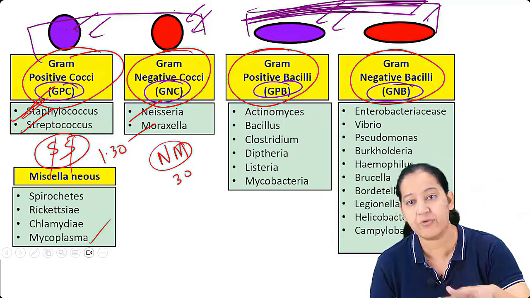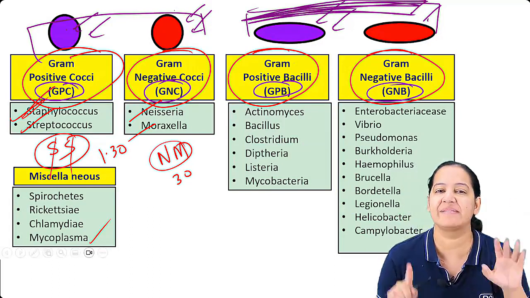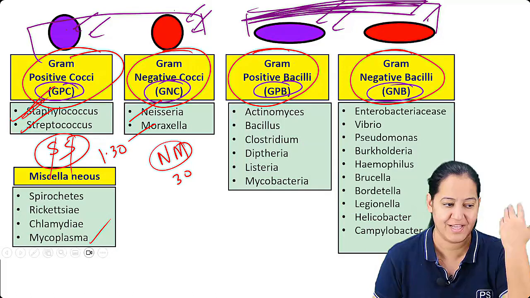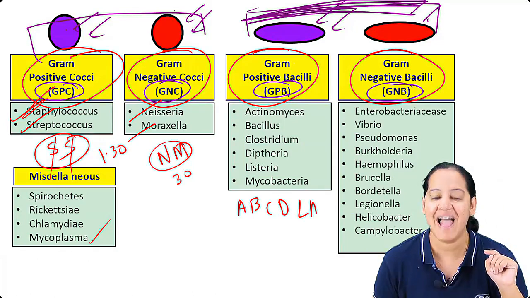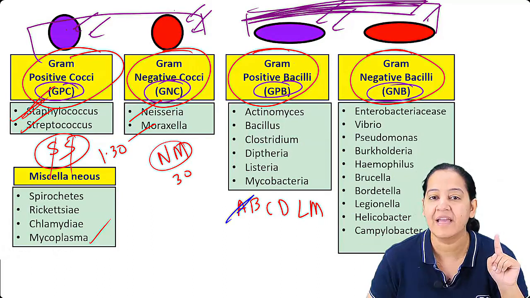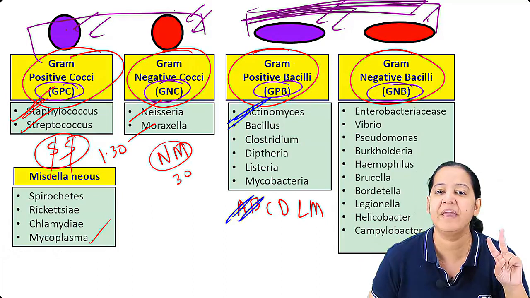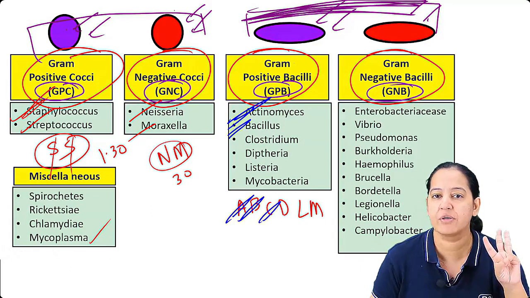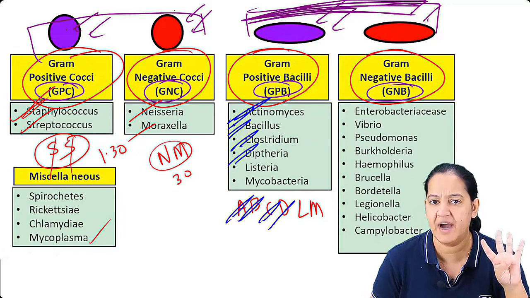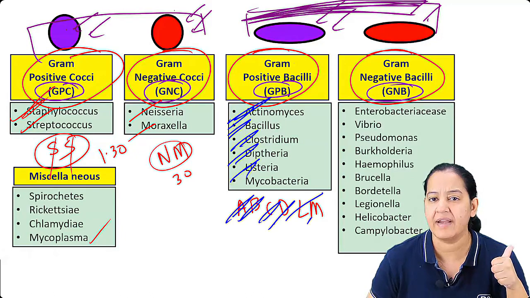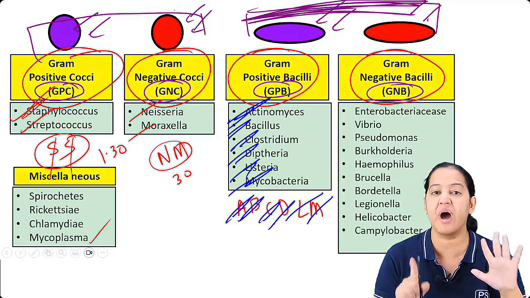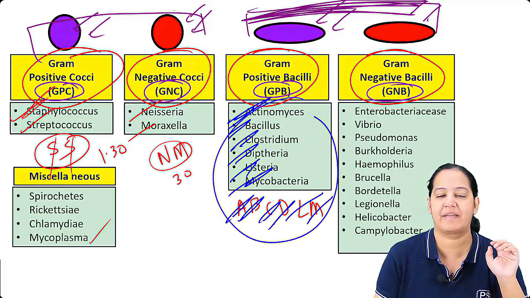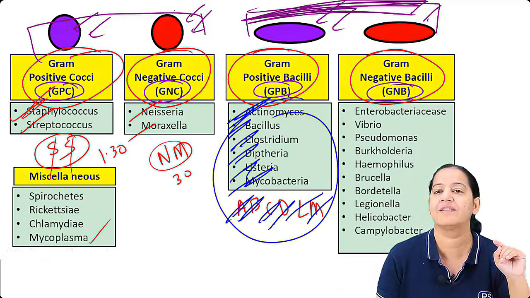Then we will come to gram-positive bacilli. There we have 6 bacteria. Can you tell the names? A, B, C, D, L, M. What is the full form, people? A for Actinomycetes, B for Bacillus, C for Clostridium, D for Diphtheria, L for Listeria, and M for Mycobacteria. So these are the 6 bacteria which are present in gram-positive bacilli.